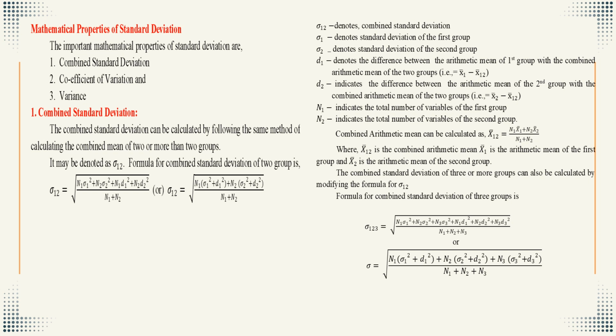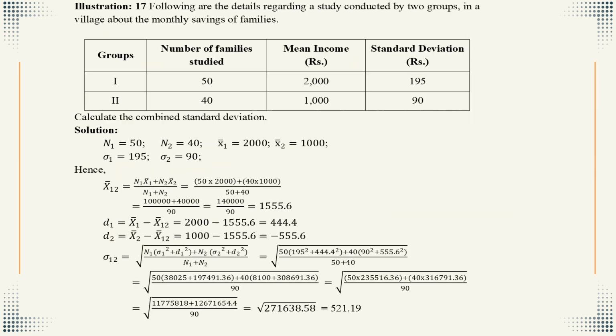The combined arithmetic mean can be calculated as x bar 1,2 equal to n1 x1 bar plus n2 x2 bar by n1 plus n2, where x bar means arithmetic mean. The combined arithmetic mean formula has been given here. Then illustration 17 has been given for groups 1 and 2: number of families in group 1 is 50, in group 2 is 40; mean income in group 1 is 2000 and in group 2 is 1000; standard deviation in group 1 is 195 and in group 2 is 190.